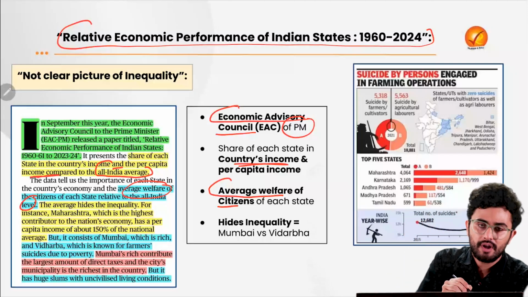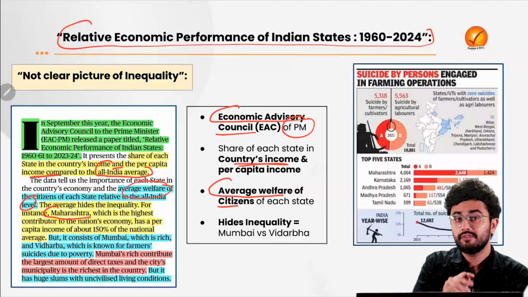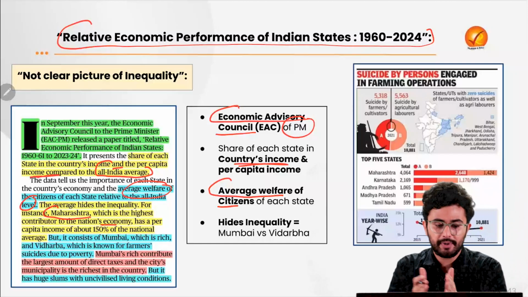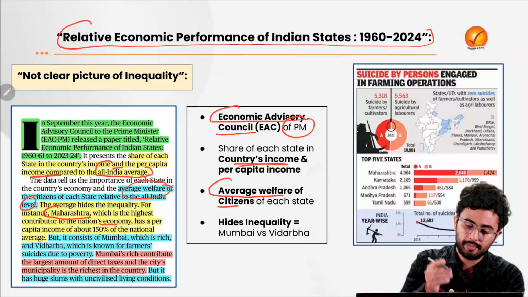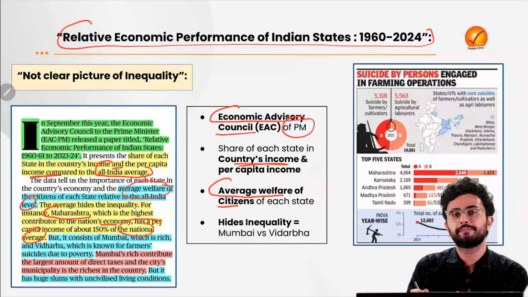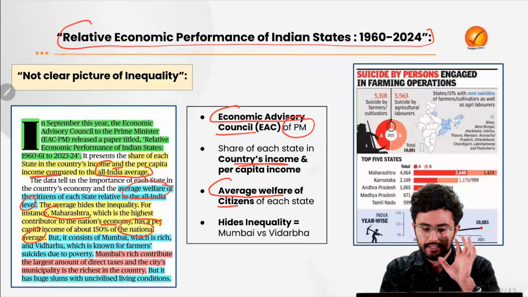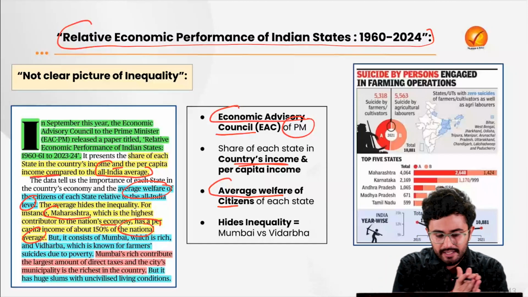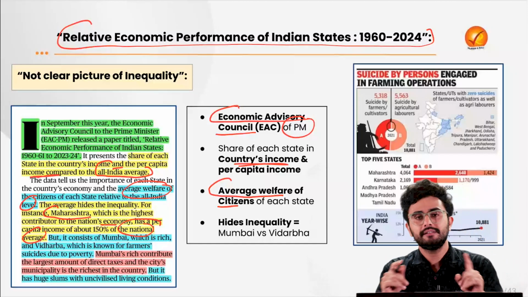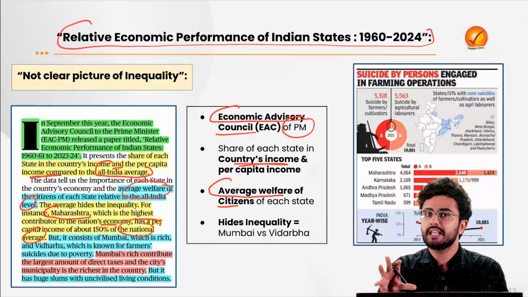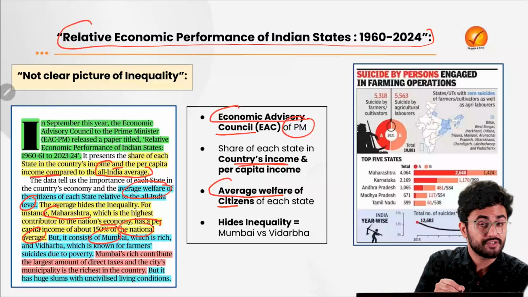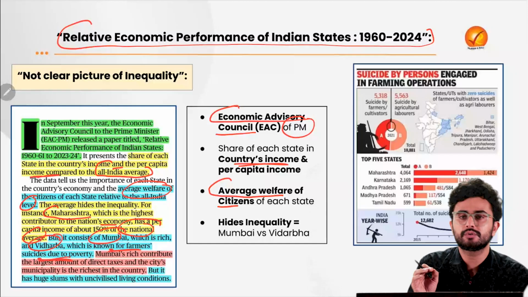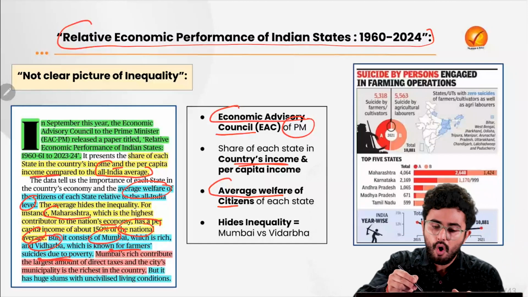For example, it suggests that Maharashtra, which is the highest contributor to the nation's economy, has a per capita income which is 150% of the national average. But the editorial asks if the same Maharashtra is prosperous across the board. The answer is no. Because in the very same state, you will find Mumbai, which is very rich, and the Vidarbha region, which is known for farmer suicides due to poverty and the drought which takes place there.